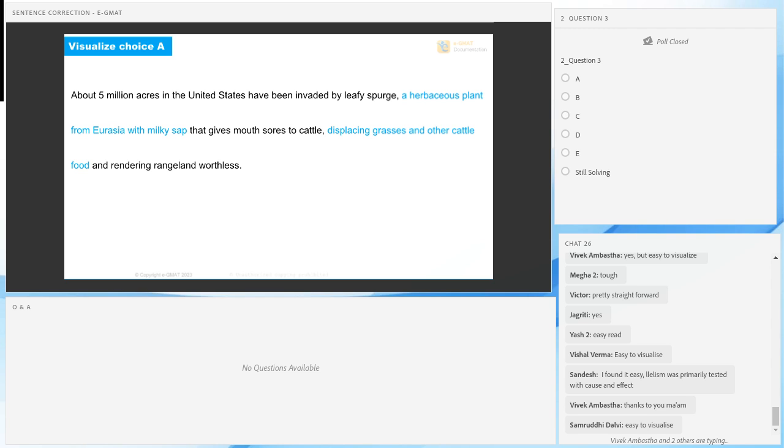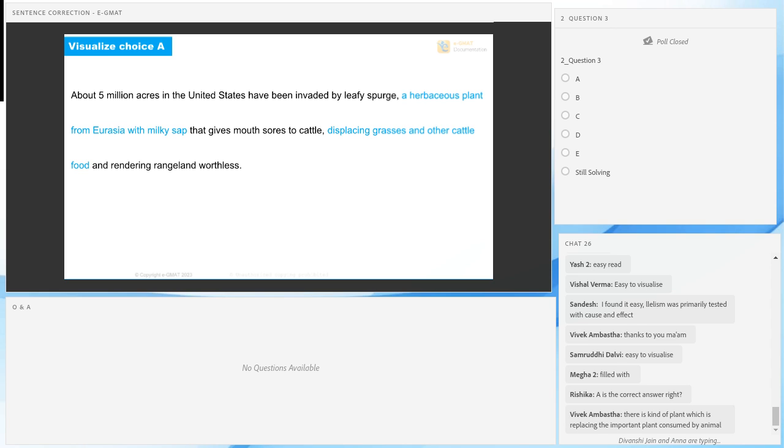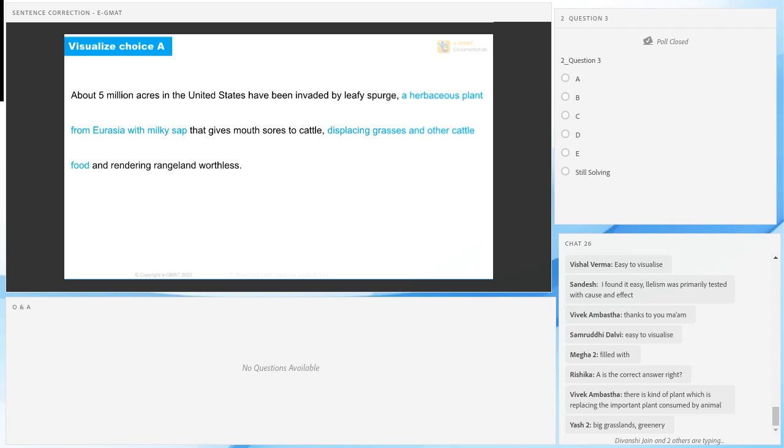Write this down. And again, we are going to end the session once you get the meaning of choice A. I'm going to share the PDF with you so that you can see why each of the incorrect answer choices is wrong. So you can look at that in the PDF. B is the correct answer. A is not correct. Again, we are not worrying about the answer choices. As I said, this question tests a very specific thing about verb-ing modifier, something that you will learn in the modifiers module. Yes, there is a kind of plant which is replacing the important plant consumed by animals.